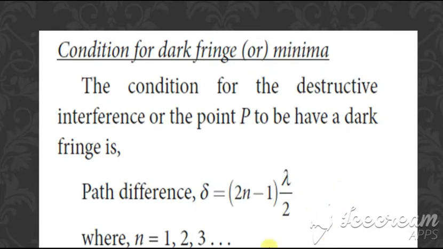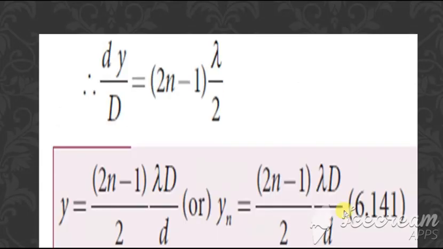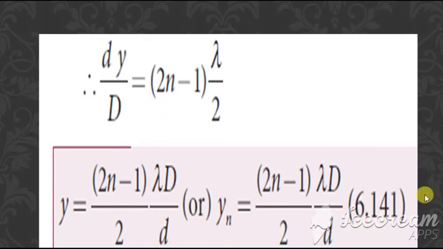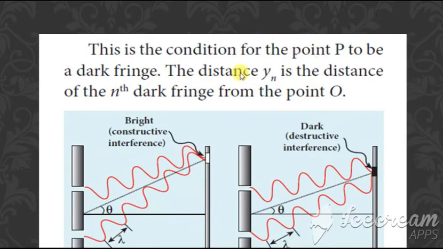Next is for the dark fringe. Delta is equal to (2n minus 1) into lambda by 2. And what is the formula for delta? It is dy divided by D. From this, if we need the value of y alone, bringing this to the other side, we get lambda D divided by small d. So y = (2n minus 1) λ D divided by 2d. This gives the formula for the dark fringe. So this is the condition for the dark fringe.